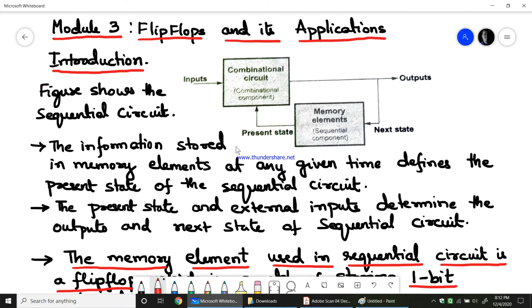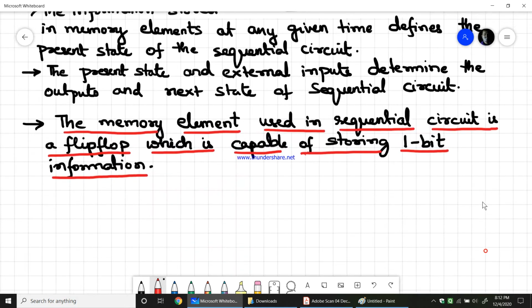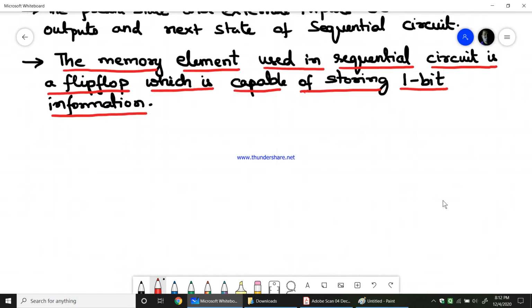The information stored in memory elements at any given time defines the present state. Then the present state and the external inputs determine the outputs and the next state of the sequential circuit. So the inputs and the present state will determine the output or the next state of the process. The memory element used in a sequential circuit is a flip-flop, which is capable of storing 1 bit of information.